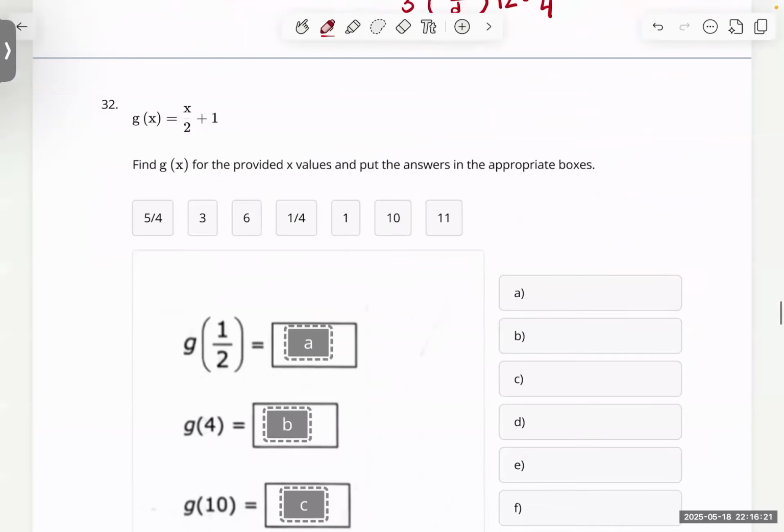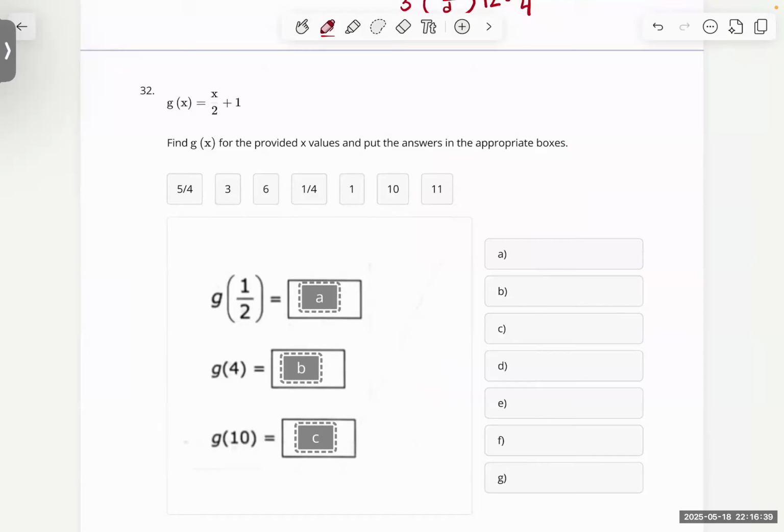All right. Number 32. Take a little sip of water. Okay.